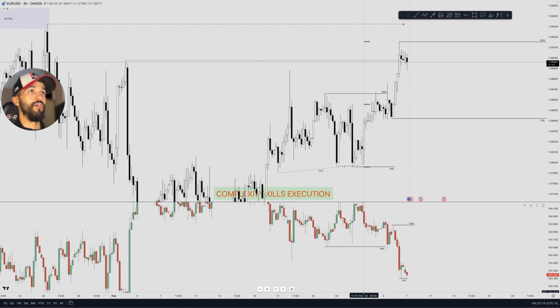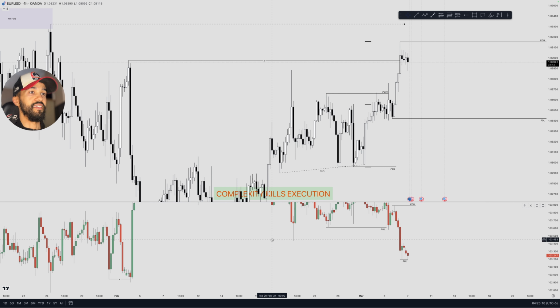If I just zoom out a little bit, we can see that divergence is continuing. We've taken out this high here on EU and we haven't on DXY. We haven't even come down to the order block yet. As I was saying in my previous videos, it looked like price may want to come down here because the imbalance is a draw on price.